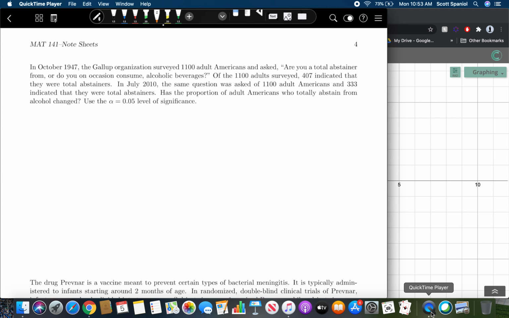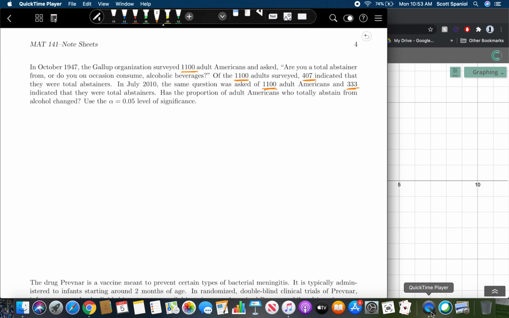In October 1947, the Gallup organization surveyed 1,100 adult Americans and asked, are you a total abstainer from or do you occasionally consume alcoholic beverages? Of the 1,100 adults surveyed, 407 indicated that they were total abstainers, so they never drank alcohol. In July 2010, the same question was asked of 1,100 adult Americans, and 303 indicated that they were total abstainers. Has the proportion of adult Americans who totally abstained from alcohol changed?